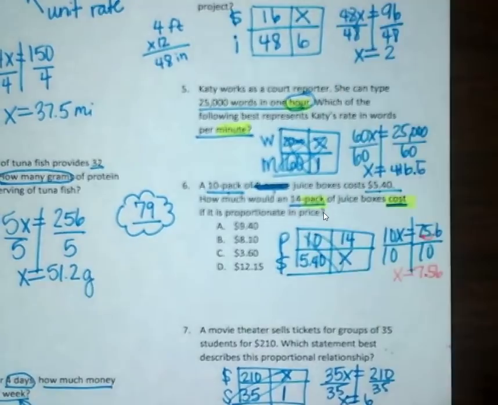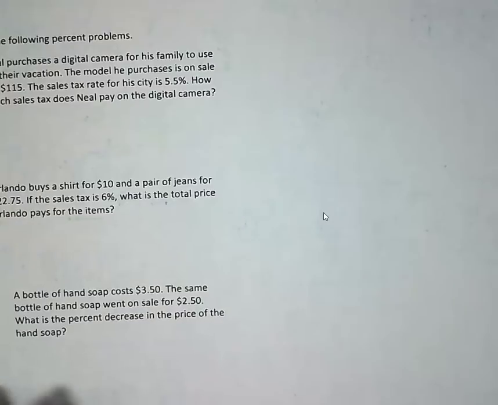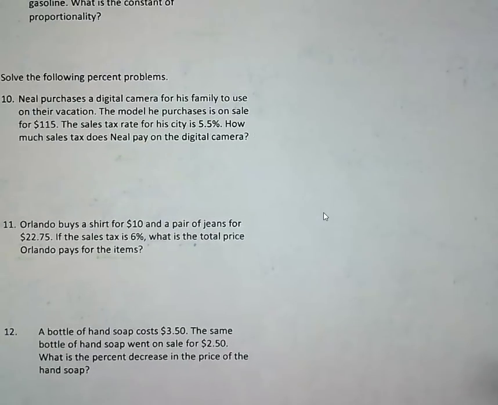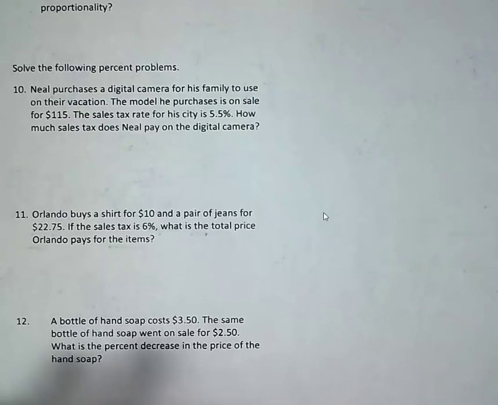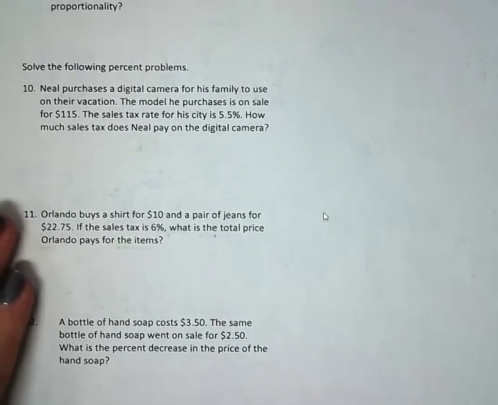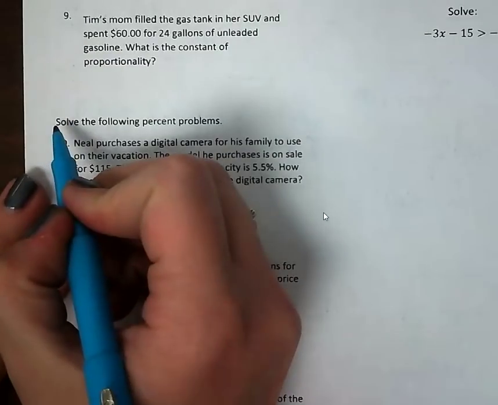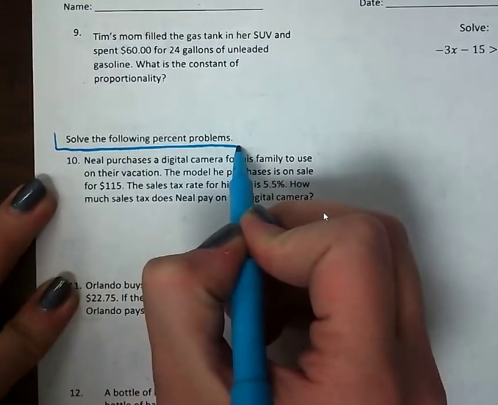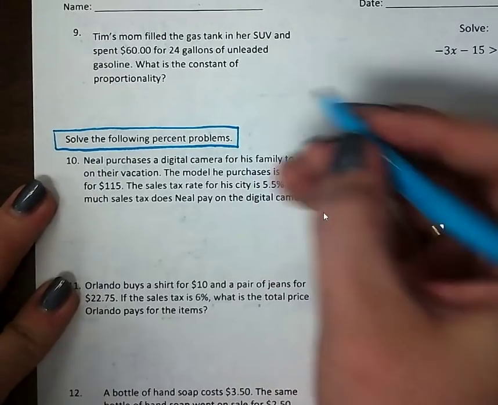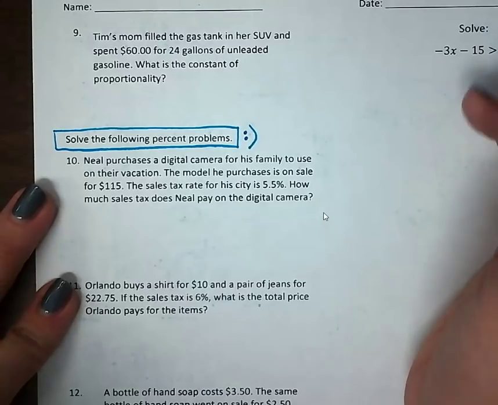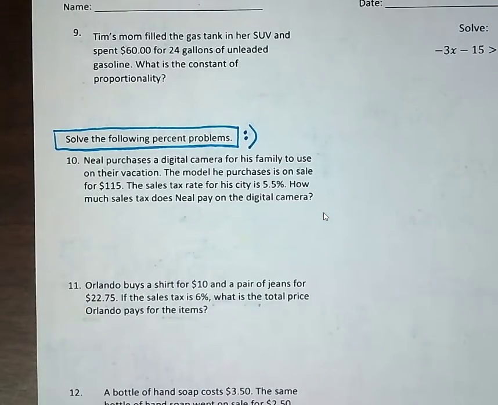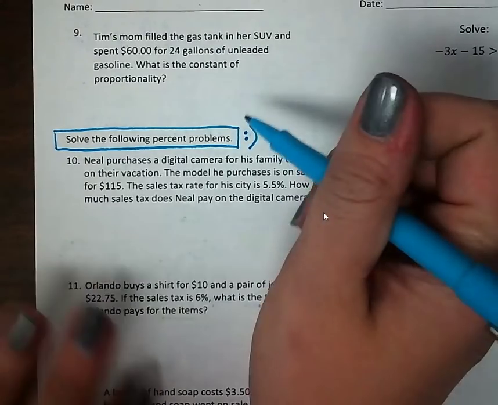So let's go ahead and flip over to the other side. And let's see, let's do another hint here. If you will, I'm going to have you circle some specific things. So I would like for you to put a box around this, solve the following percent problems, and then put a smiley face right next to it. That's just another thing that I can look for that shows me that you are listening and that you are paying attention to the video. So thank you so much.